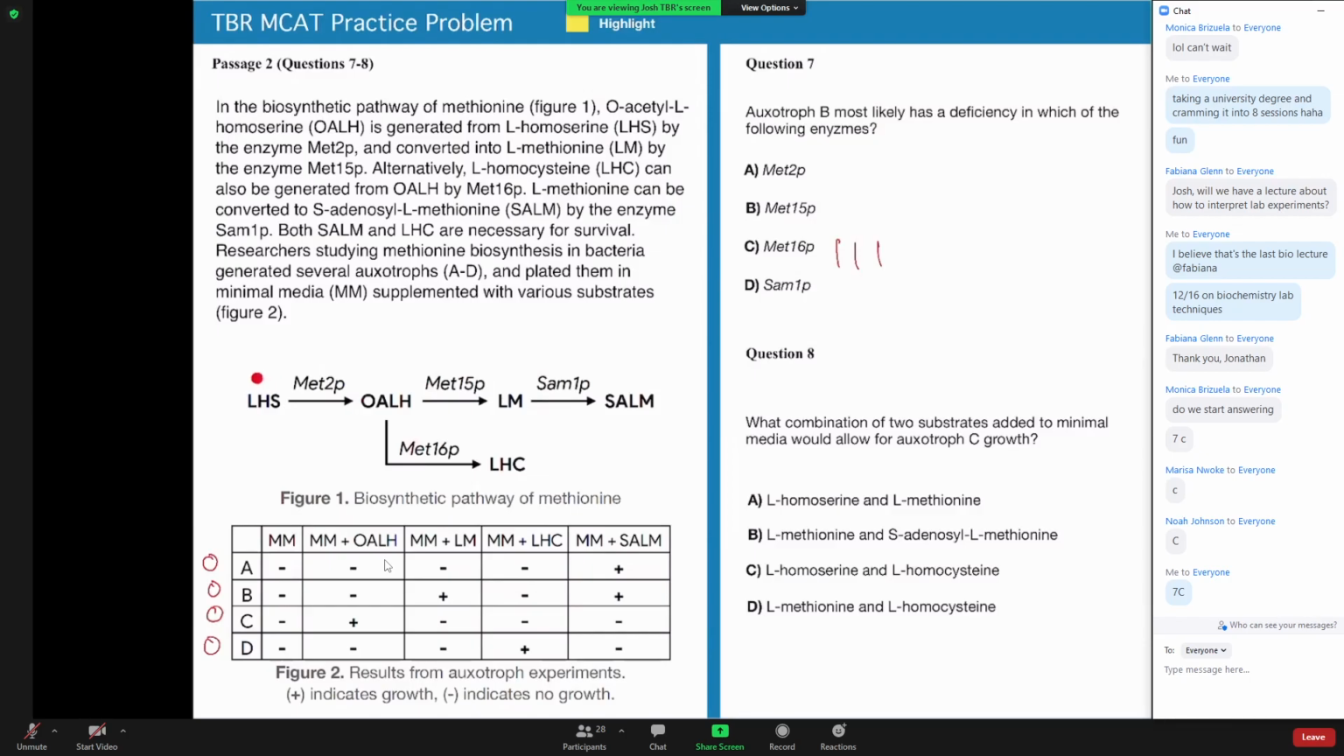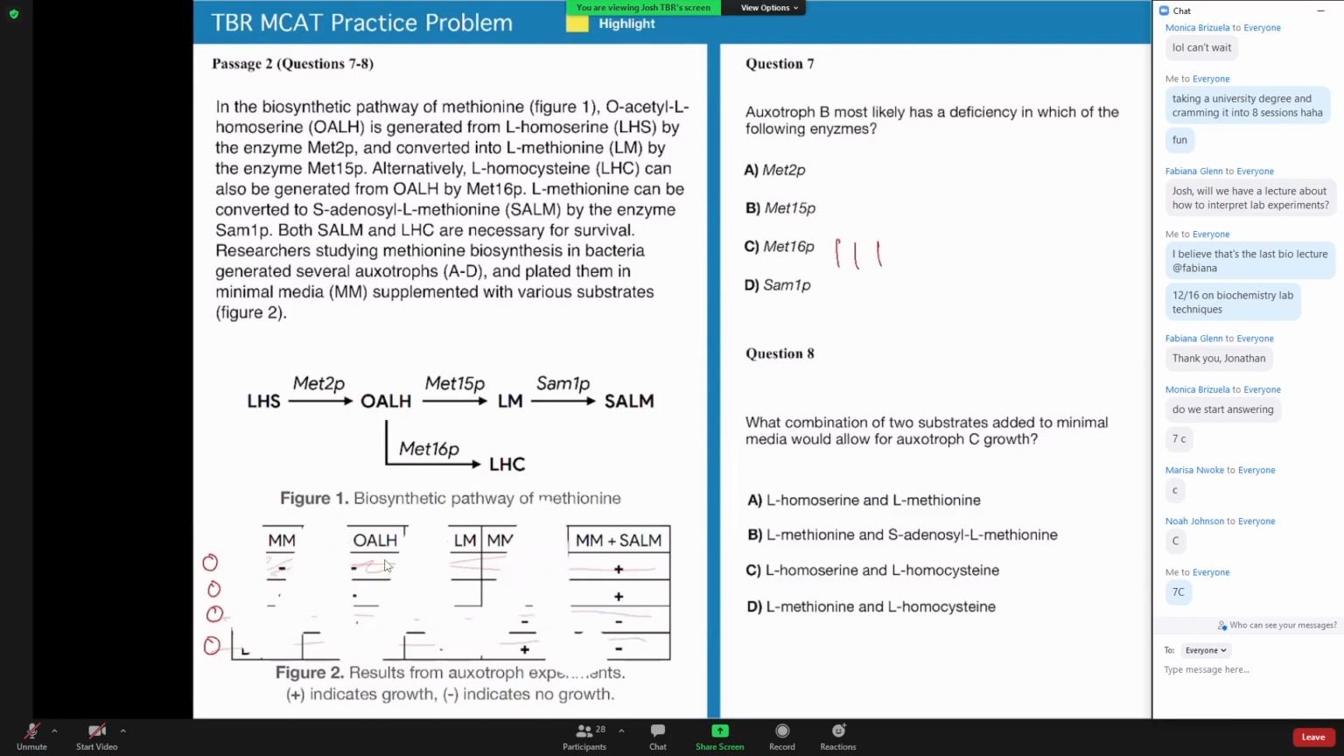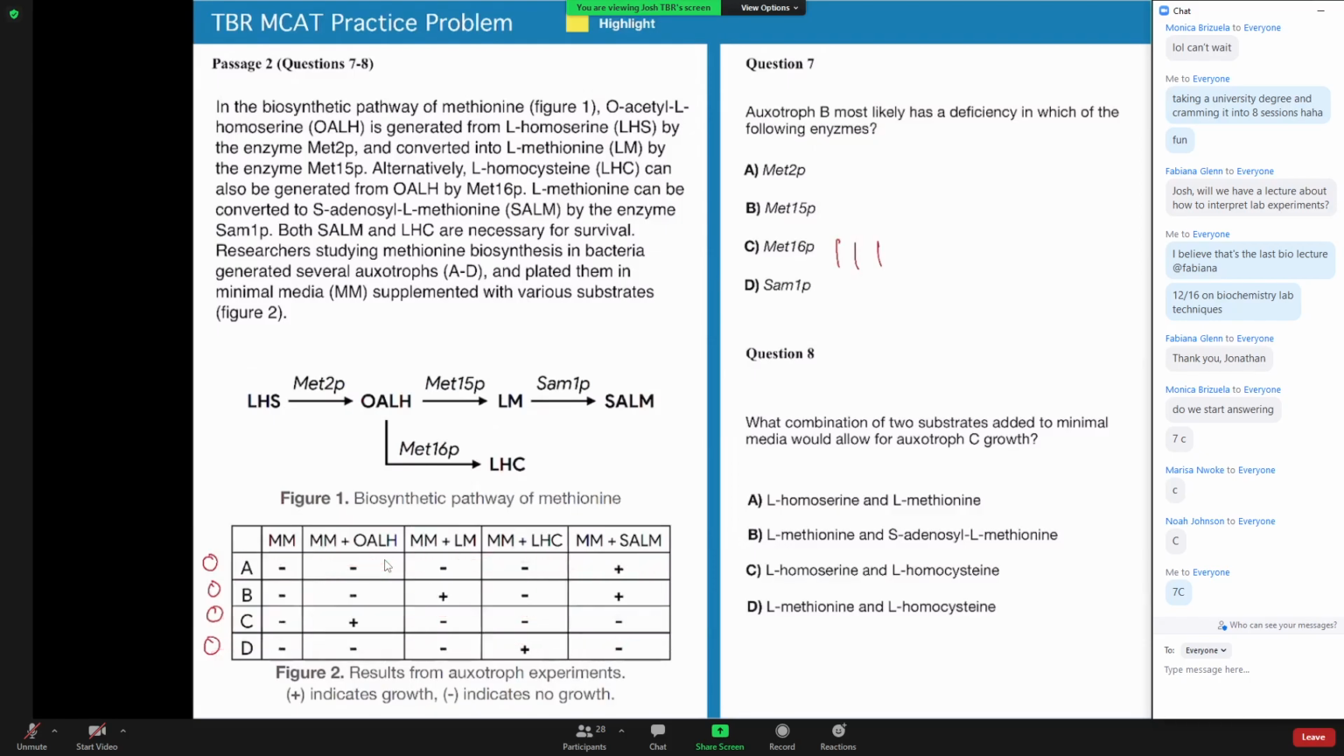Those are going to be the things that convert metabolite to the next metabolite, to the next metabolite, to the next metabolite. Okay, and if we're looking at auxotroph B, we really don't care about anything else, right? You can just cross out everything else, simplify your life, get rid of all this extra information that the MCAT presents you. Okay, and so it doesn't grow in minimal media. Now you add this metabolite, OALH, and it still doesn't grow. So what does that mean?